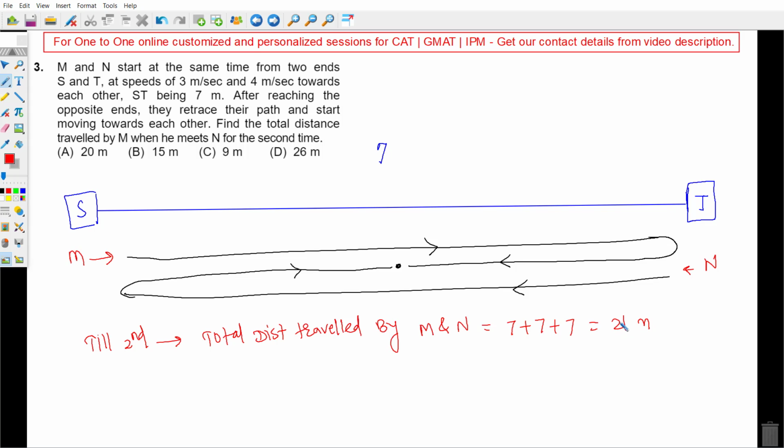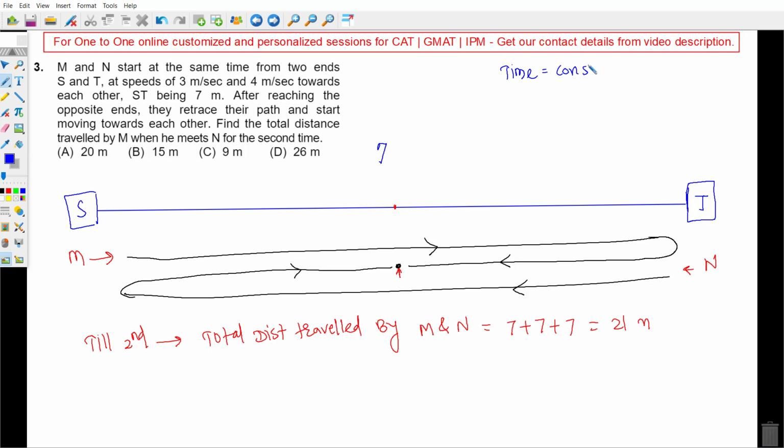Okay everyone, now in this question what is constant among time, speed and distance? What is constant? Look here, to reach this meeting point, the time traveled by M is equal to the time traveled by N. So over here what is constant? Over here time is constant.